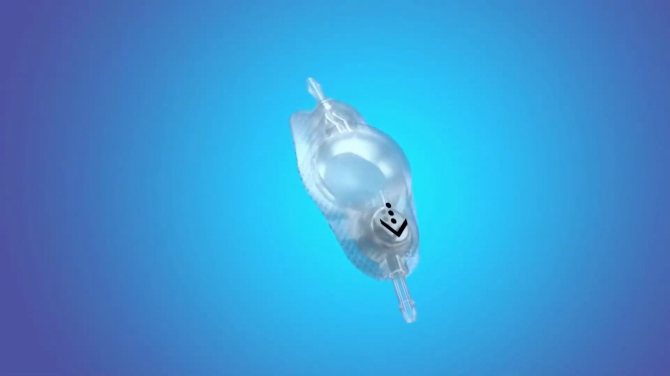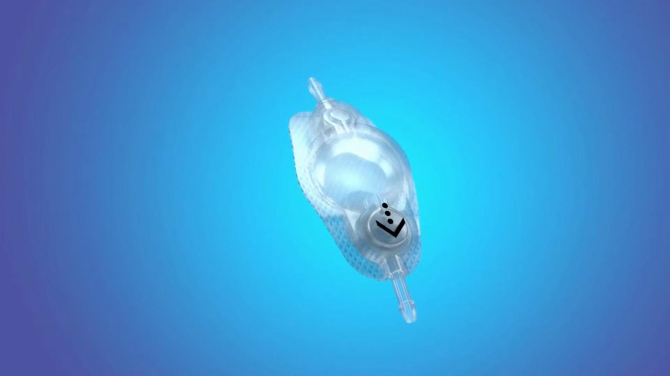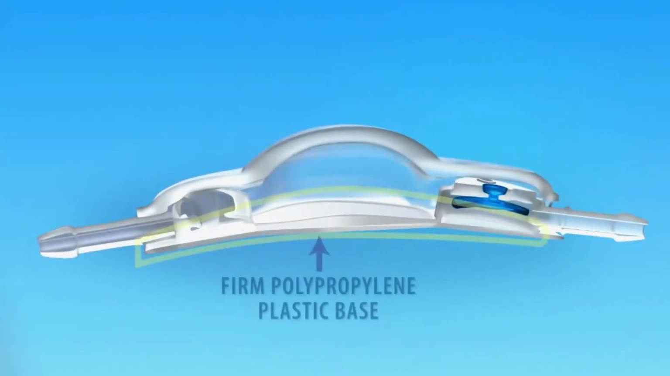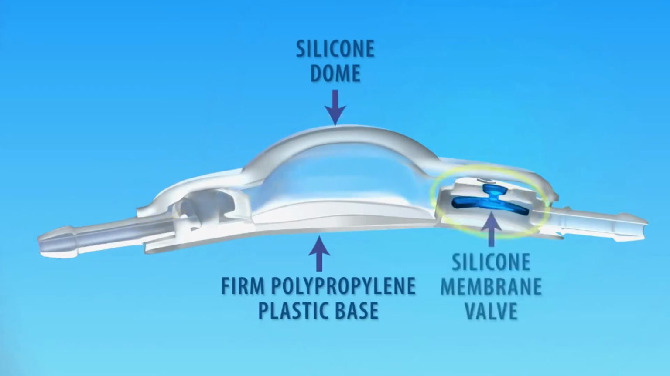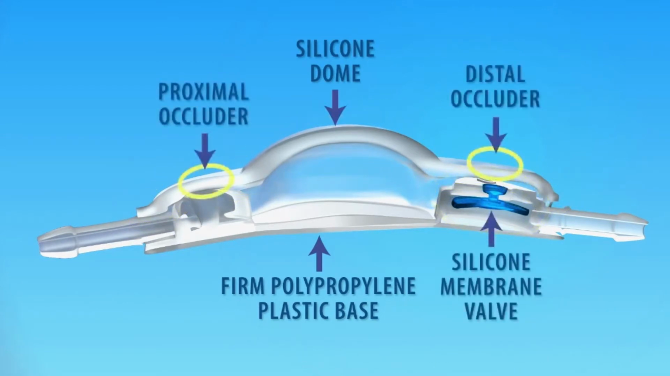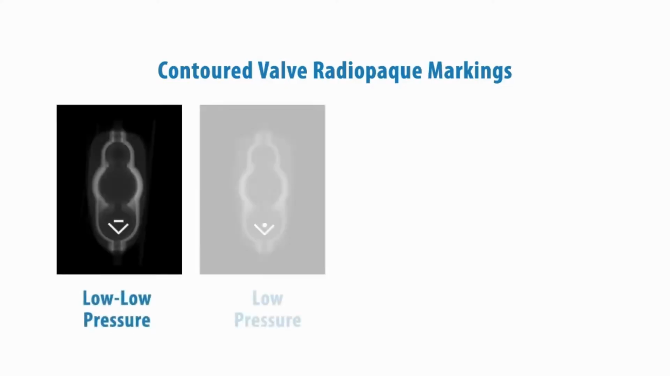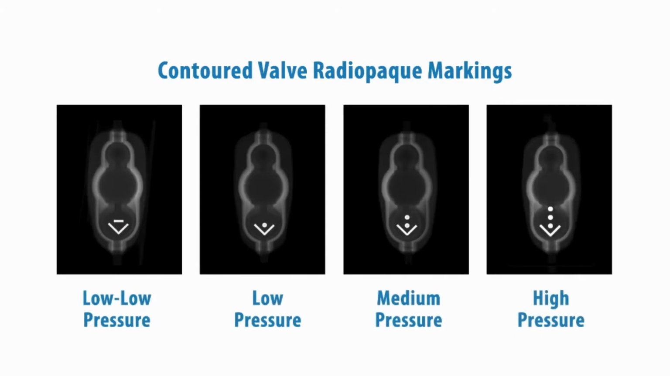The Medtronic contoured valve. The contoured valve consists of a polypropylene base, a silicone dome, and a silicone membrane valve. The contoured valve also has proximal and distal occluders for selective flushing. Additionally, the contoured valve has radiopaque markings. The dot codes indicate valve pressure level, and the arrow indicates direction of flow.